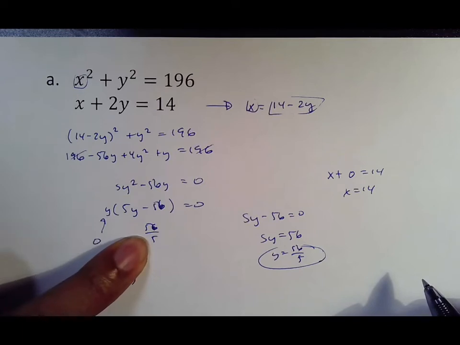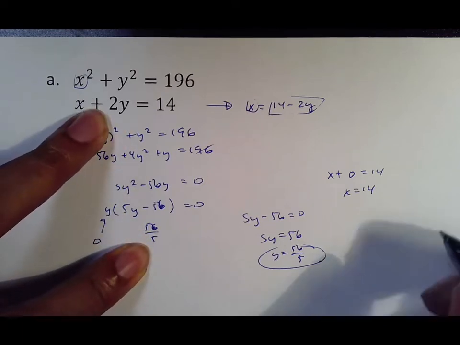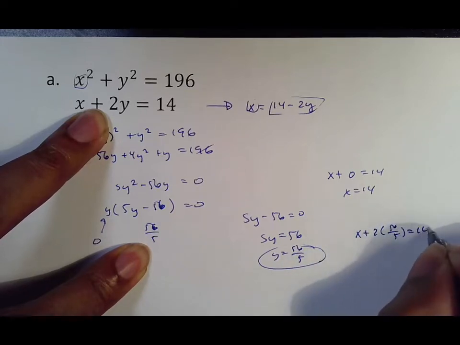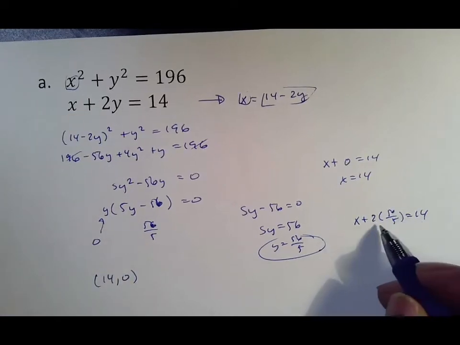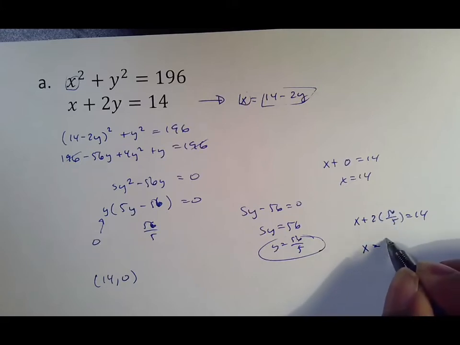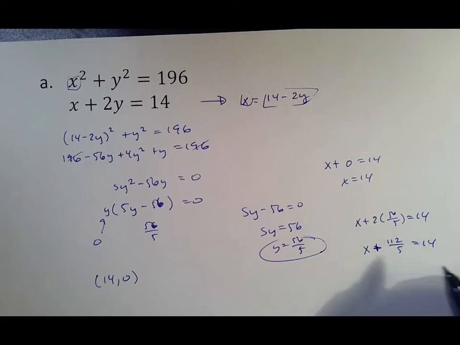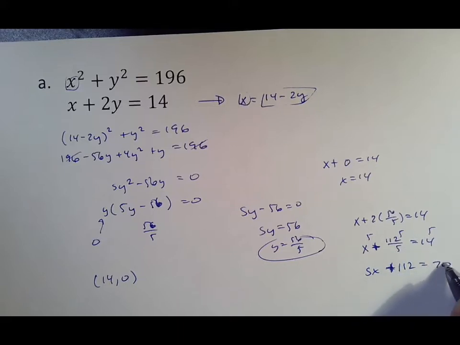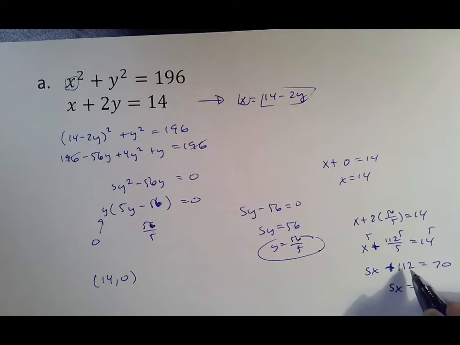And if y was 56 over 5, this is going to be ugly, but we'll use our calculator. So x plus 2 times 56 over 5 equals 14. 2 times 56 over 5 is going to double that top number to be 100 plus 12, so 112 over 5. I then don't like my fraction, so I'm going to multiply everything by 5 because that's what we learned to do. 5x plus 112 equals 70. Subtract your 112, 5x equals negative 52, I believe, and then you end up with 52 over 5.